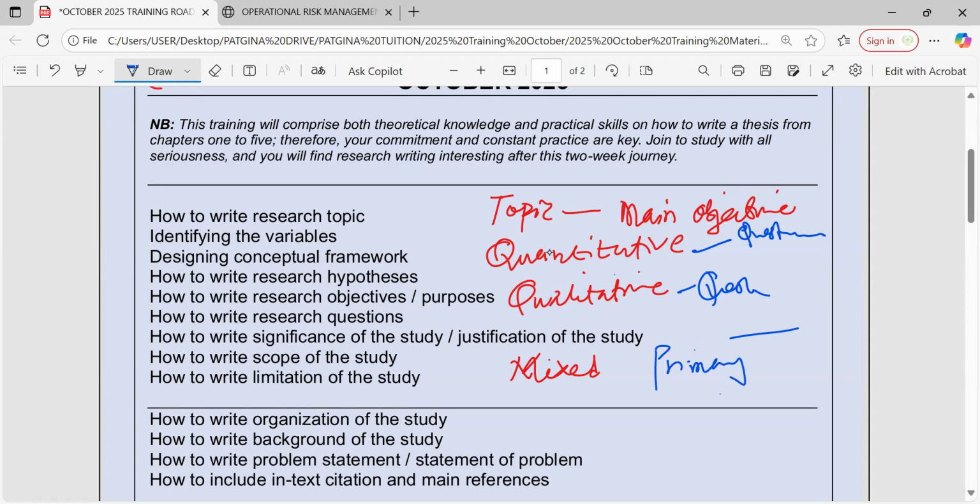But when you say secondary data, let me write the secondary here. Secondary, it means that somebody collected that data for a particular purpose. But when you were also conducting your studies, you realize that that person's data will help you.